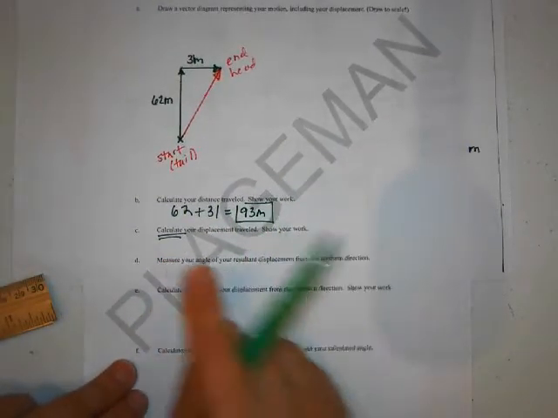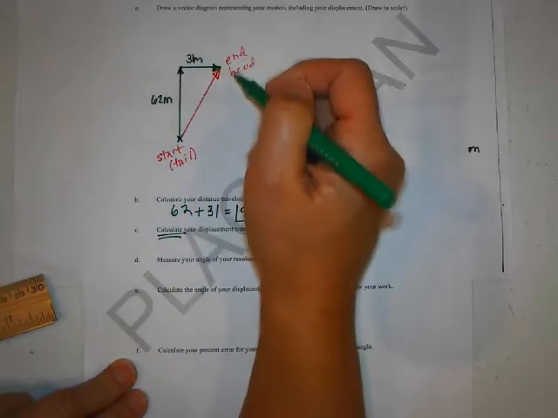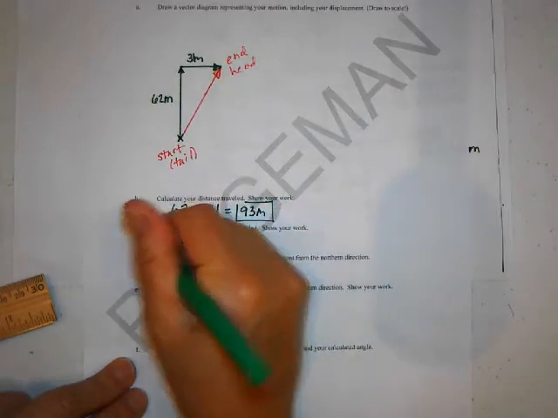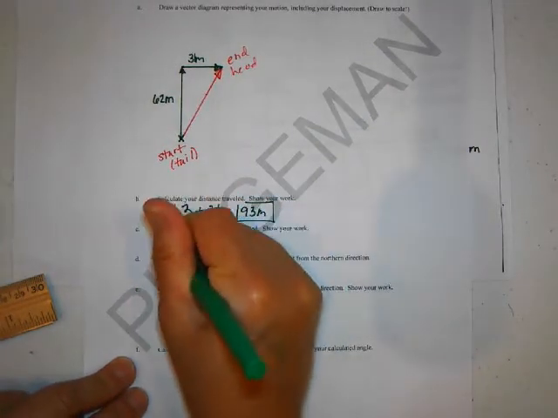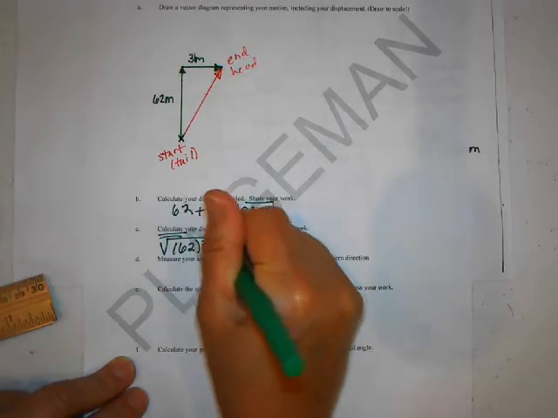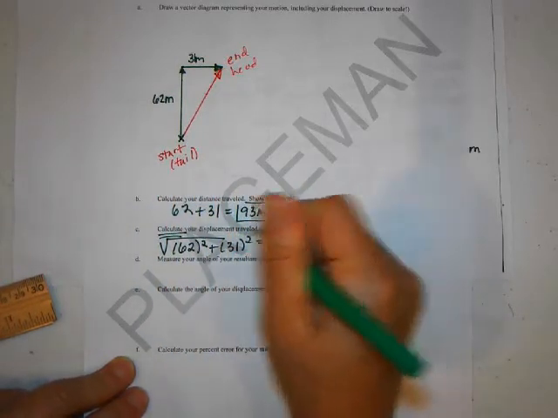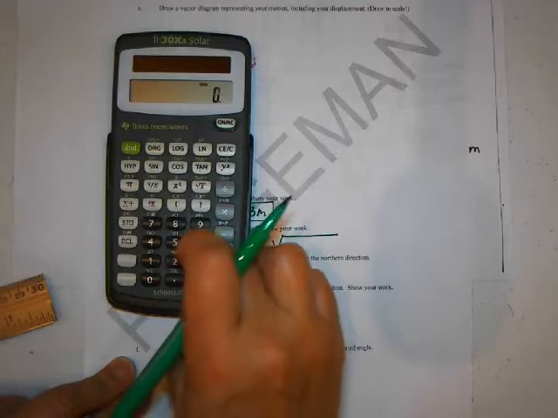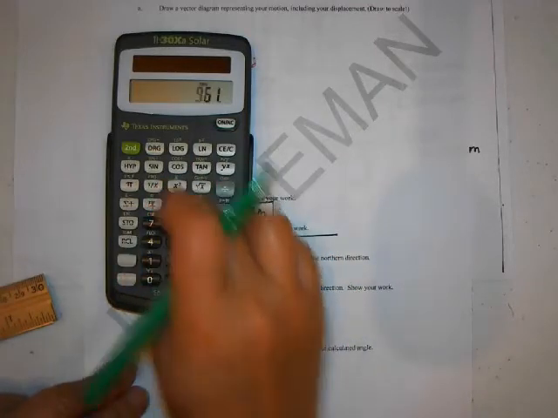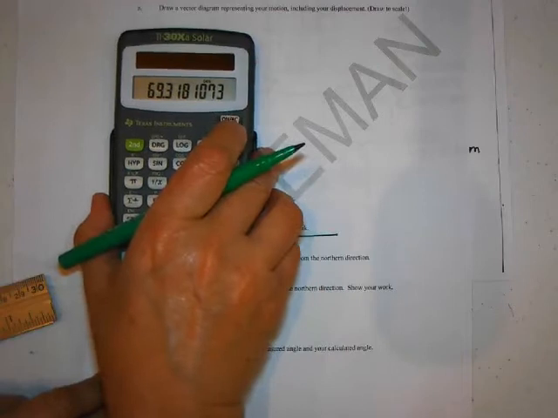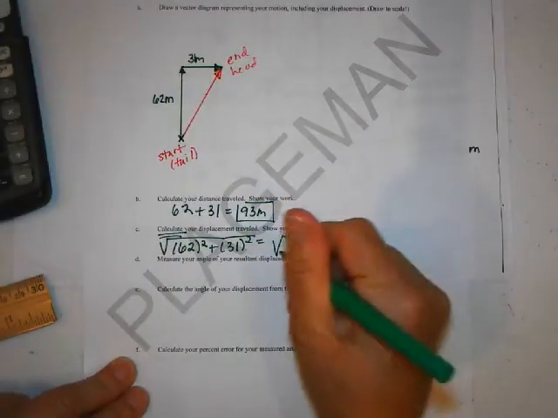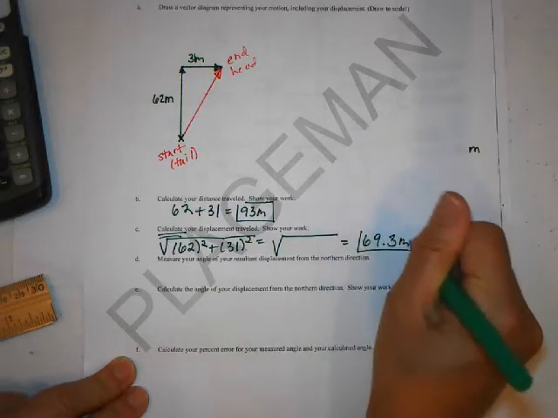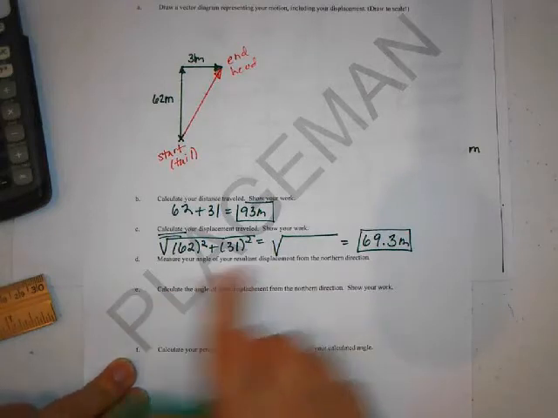So now when it says calculate your displacement, this is a right triangle, and I want to find the hypotenuse. So I'm going to use the Pythagorean theorem: the square root of 62 squared plus 31 squared, and I'm going to do that on my calculator. That equals 69.3 meters. So my final answer is 69.3 meters. I pressed all the buttons so fast I didn't write my intermediate value there.